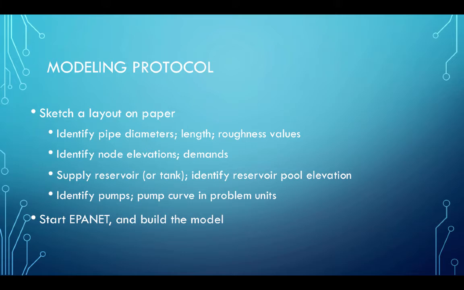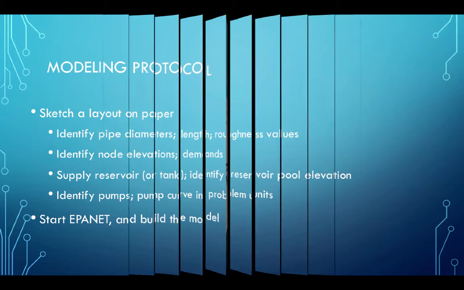So here's what I suggest as a modeling protocol. Sketch a layout on paper. On that paper, identify pipe diameters, length, roughness values. You should name the pipes. Identify node elevations and demands. Identify a supply reservoir. Identify the reservoir pool elevation, and identify any pumps and pump curves in the problem units. Then start EPANET and build the model.